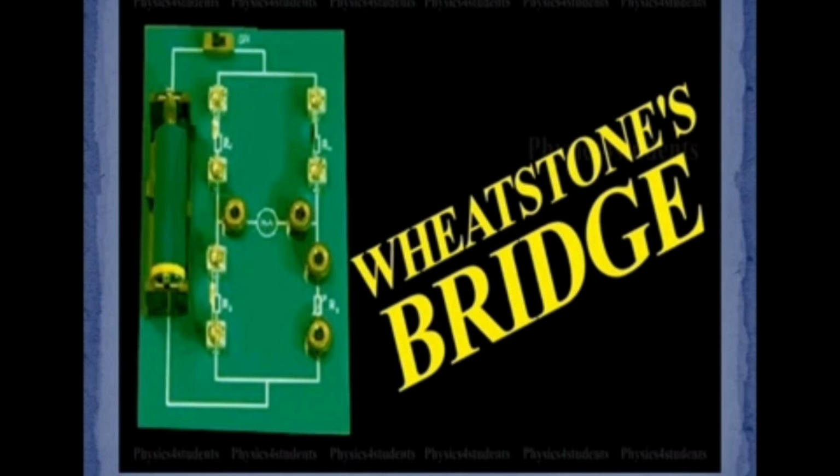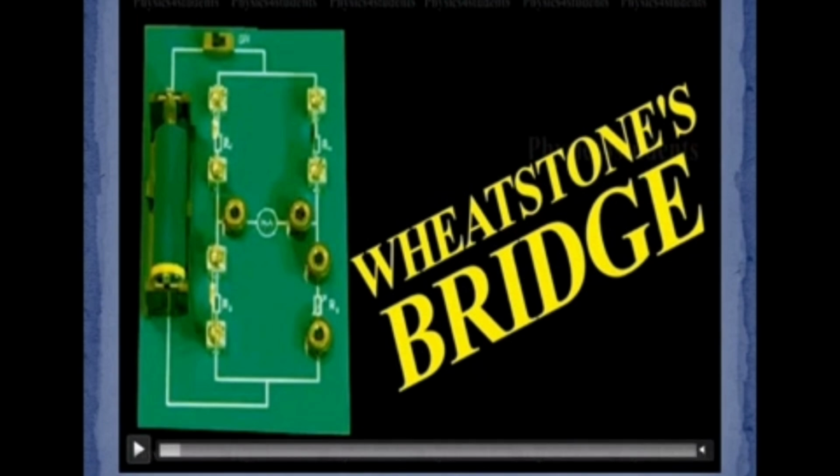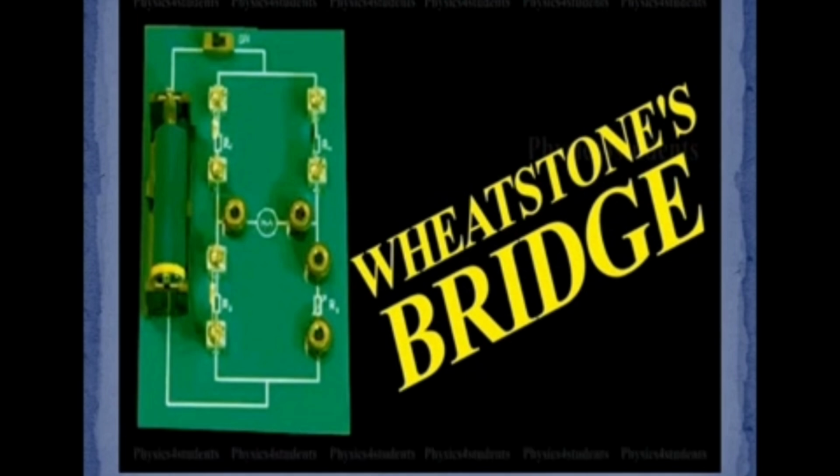Okay, so here is the Wheatstone bridge. The Wheatstone bridge is used to measure an unknown resistance by using known resistances. Using known resistances, we can calculate an unknown resistance, that is, the resistance of any object or conductor that we don't know.